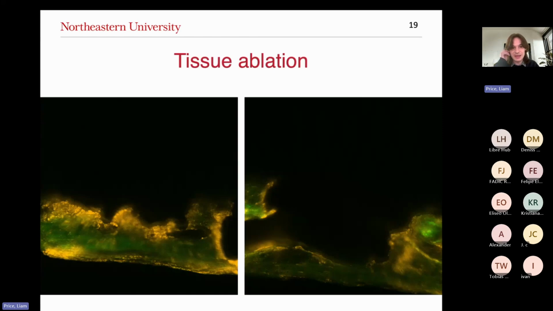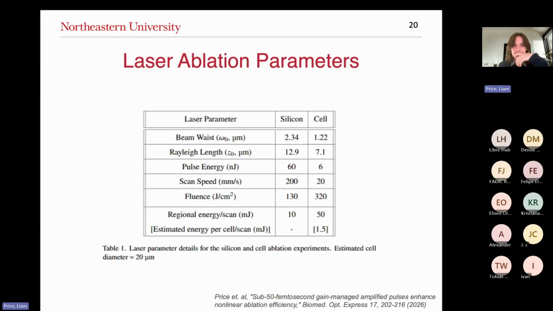So these are two confocal microscopy images of chicken breast that we ablated with our laser. And as you can see, it's really burnt and very heavily distorted, really difficult to tell what's going on. So instead of doing this tissue ablation directly, what we decided was instead to look at a more simple model, which was cellular ablation or cell microsurgery.